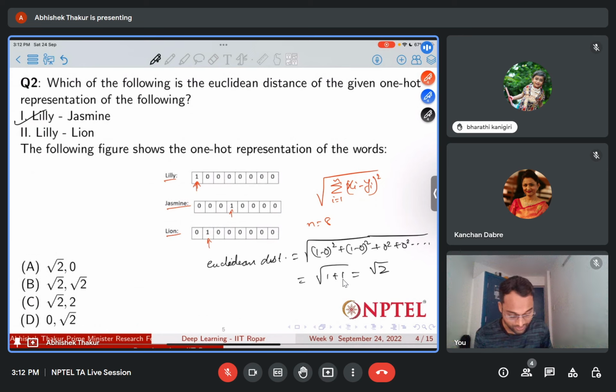So same in this case for Jasmine and Lion also. For Lily and Jasmine it is this. For Lily and Lion also, the Euclidean distance will be root 2. For this also root 2 and for this also root 2. So what is the correct option in this? That is option B for this question. That is root 2 comma root 2 is the Euclidean distance between Lily and Jasmine, and Lily and Lion.